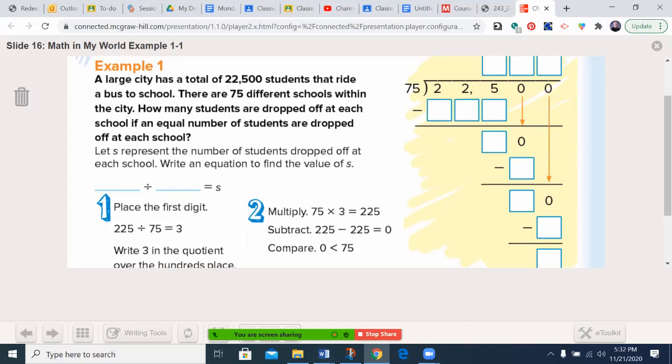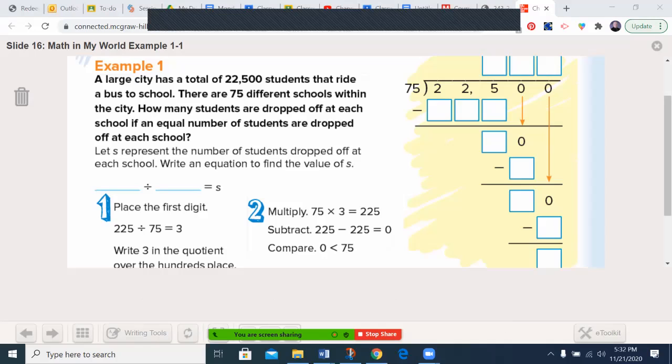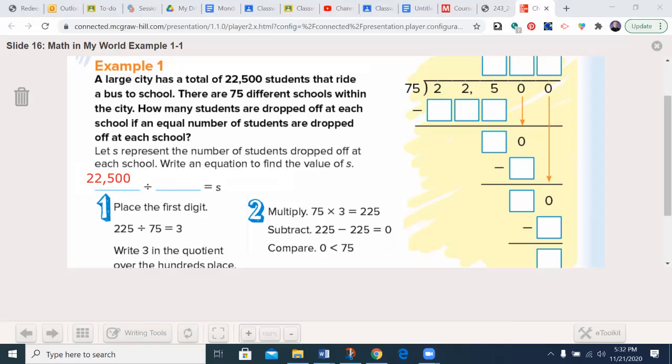So I'm going to grab my annotation tools so that I can make this legible for you. And when I'm dividing, I need to figure out what am I dividing? And it looks like 22,500. And into how many groups? 75. And that's S. The S really doesn't mean a lot. It just means students in this case. I could have chosen any other letter.